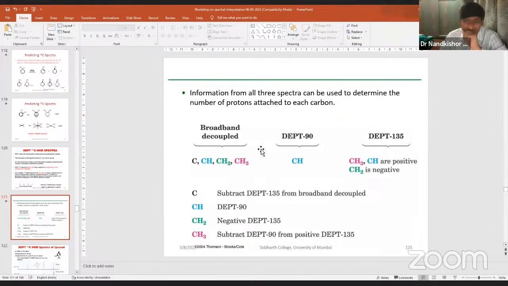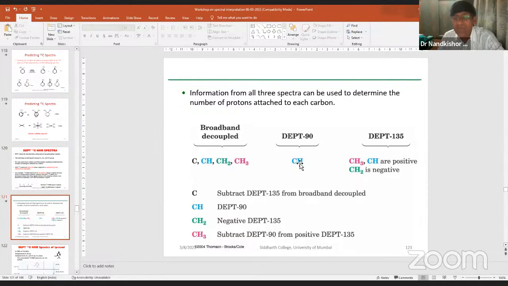Now look here, there are four different DEPT experiments. Over here we have shown the prominent one, DEPT 90, which gives the correct information about the CH. In case of DEPT 45, it gives the correct information about the quaternary carbon. The rest of the peaks will be there, only the quaternary carbon will be missing from the spectrum.